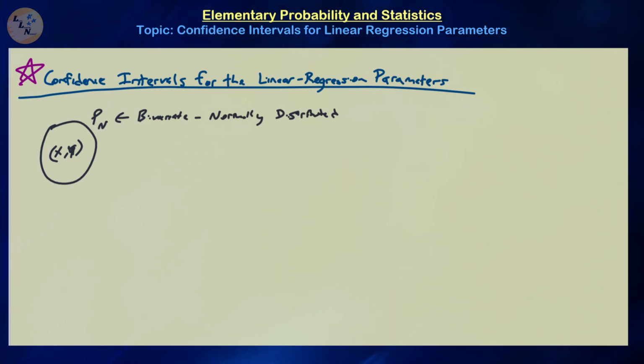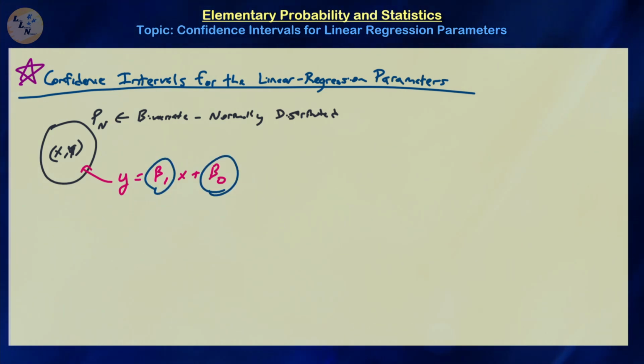So for this particular population, let's assume that the line of best fit for the population is given by y equals beta 1 x plus beta 0. So beta 1 is going to be the slope of the population line of best fit, and beta 0 is going to be the vertical intercept of the population line of best fit.